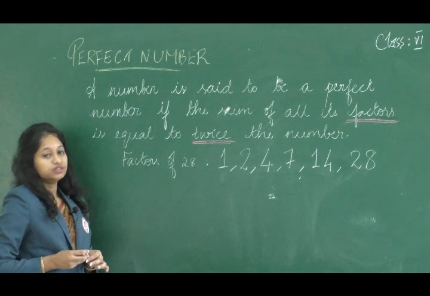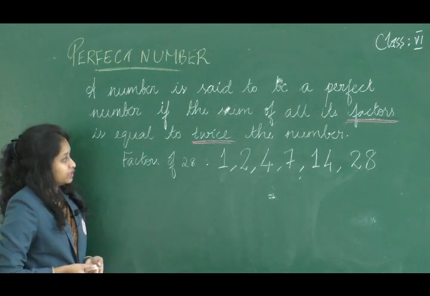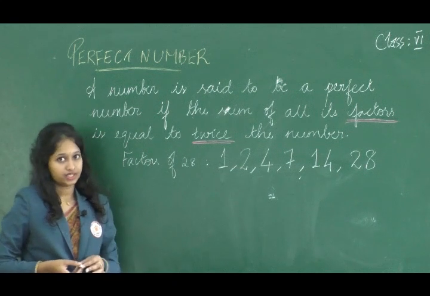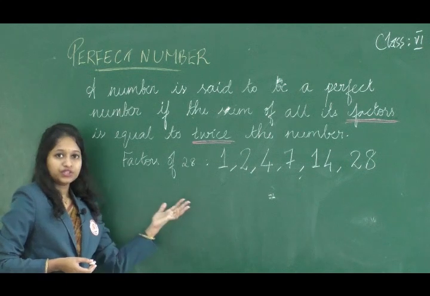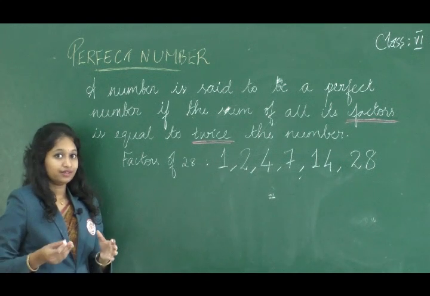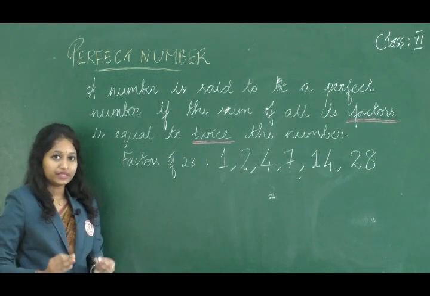An example, factors of 28. What are the factors? 1, 2, 4, 7, 14 and 28. We can divide 28 by all these numbers, yes. We will get remainder as 0. That means it is perfectly or completely divisible.